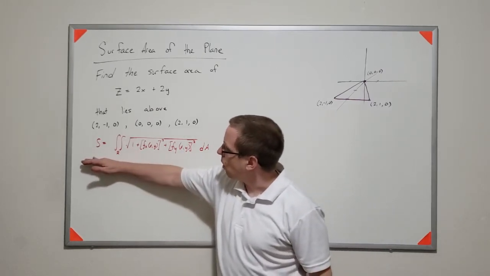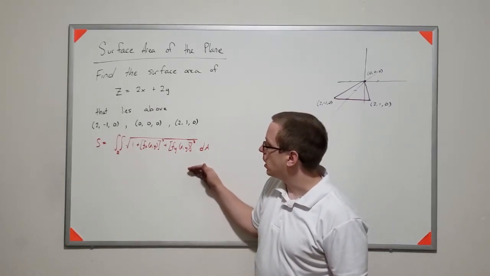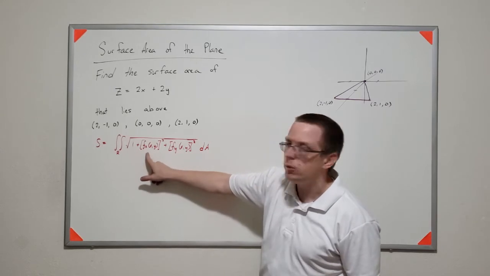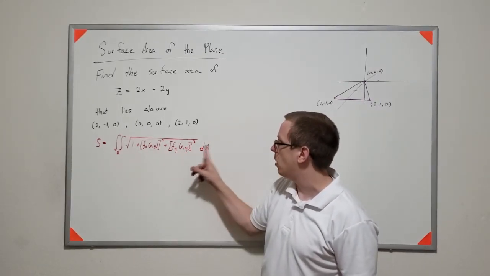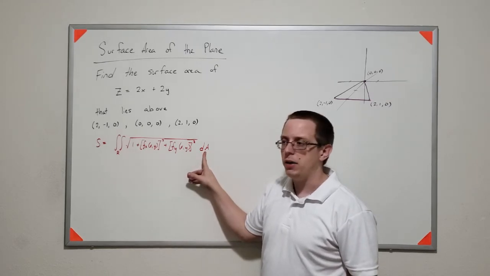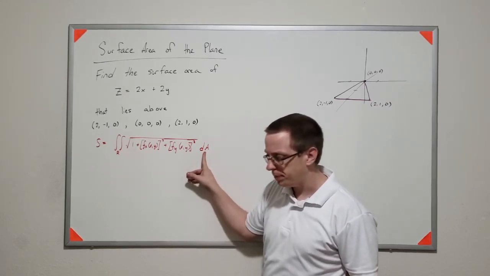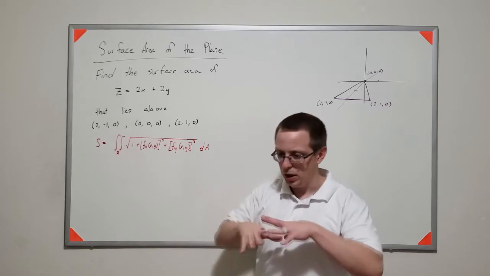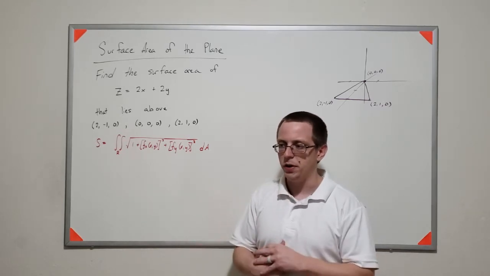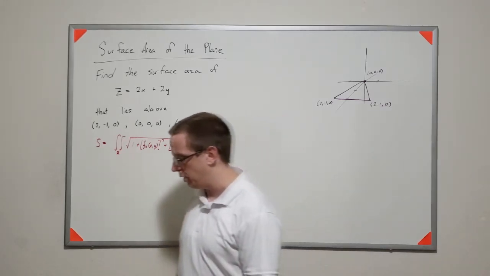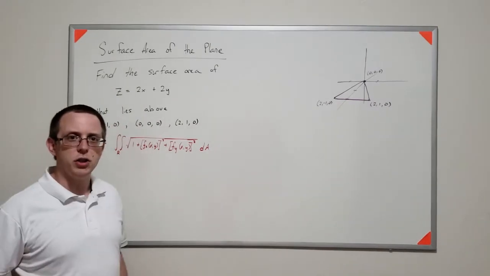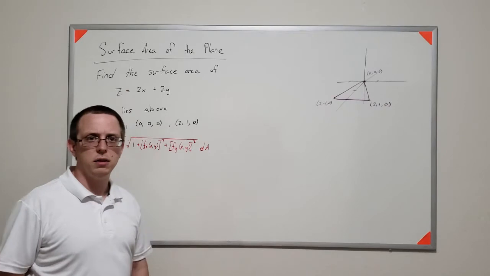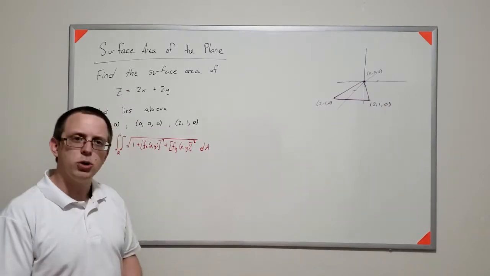And if you recall, our surface area integral looks like this. We take the square root of 1 plus the partial with respect to x squared plus the partial with respect to y squared, multiplied by the differential area. So let's assume we wanted to leave it as a double integral. Usually you can't, but in this case we're going to be able to, and I'll show you why.